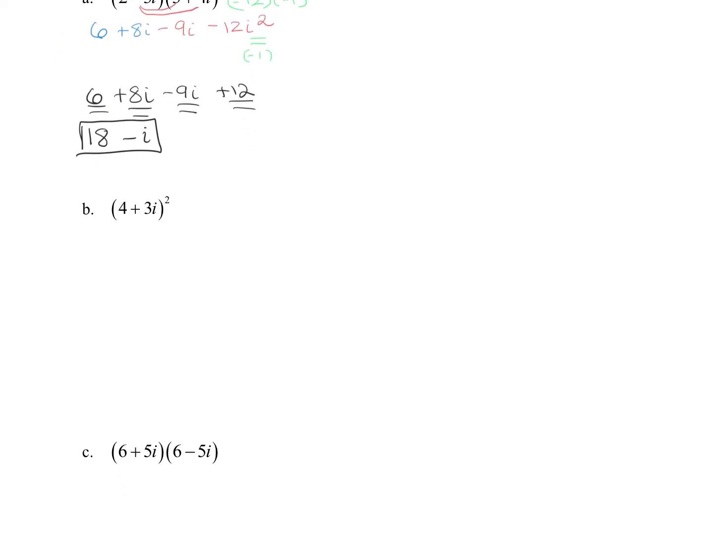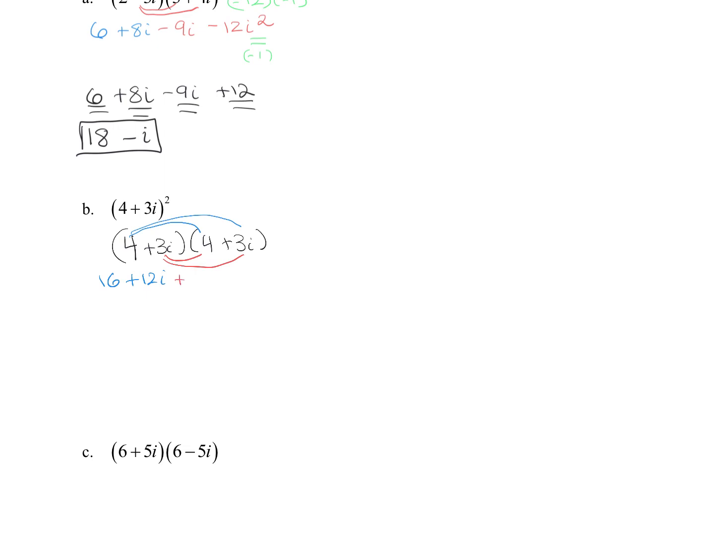Pretty sure there's a problem like this on a quiz or a test somewhere, so make sure you pay attention to letter B. 4 plus 3i squared means 4 plus 3i times 4 plus 3i. And now this problem is just like the first one. You just need to know that square means it happens twice. So you do 4 times 4 and then 4 times 3i. So 4 times 4 is 16. 4 times 3i makes a plus 12i. 3i times 4 and then 3i times 3i.